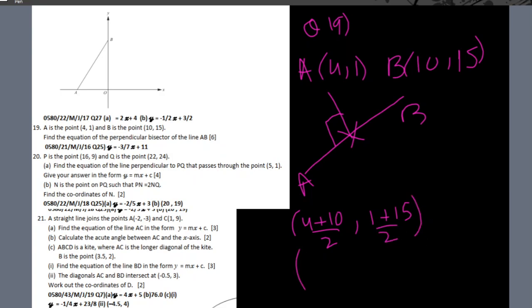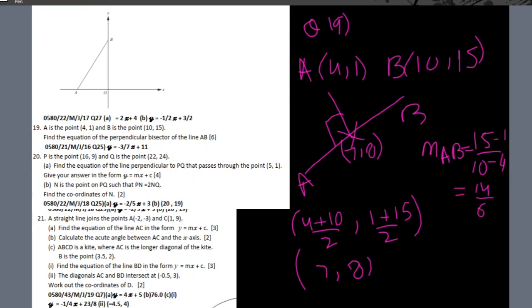the midpoint. So this 14 over 2 is 7 and 16 over 2 is 8. So this point is 7 comma 8. Next I'll need the slope of the perpendicular line. For that I first need the slope of AB. Slope of AB is y2 minus y1 over x2 minus x1. So this is 14 over 6, which becomes 7 over 3.